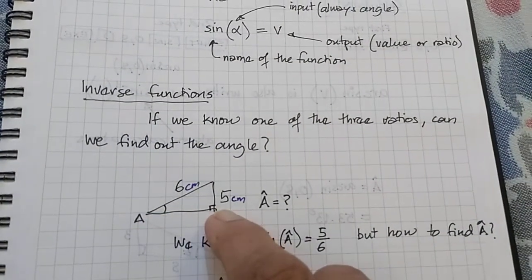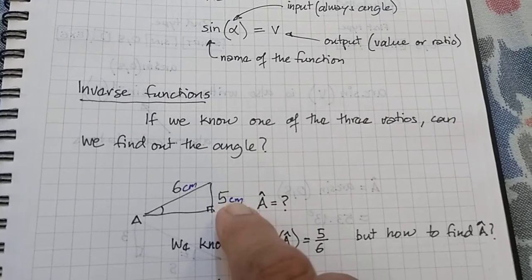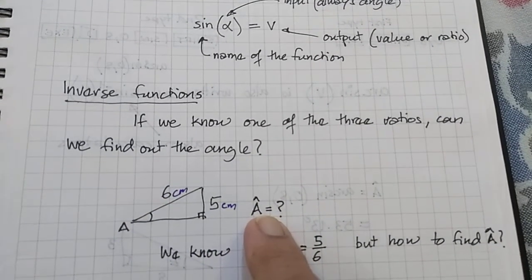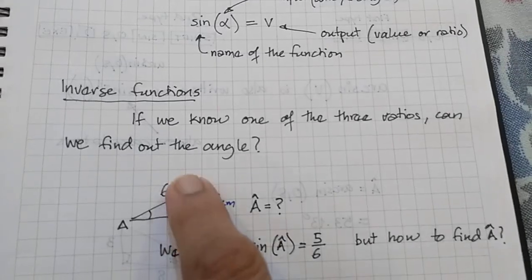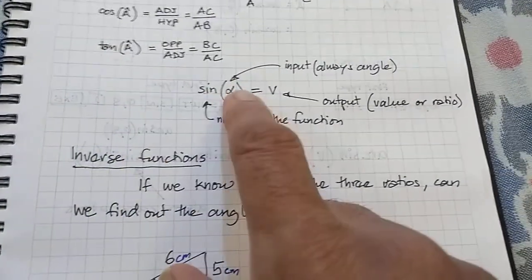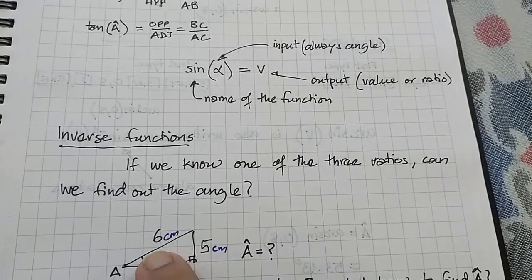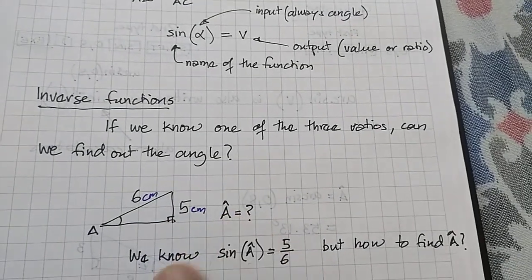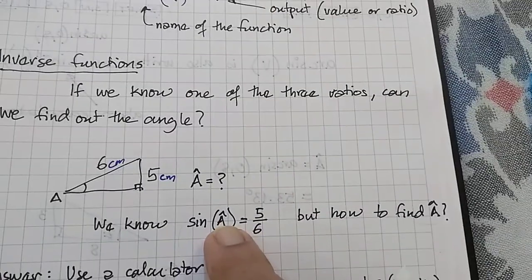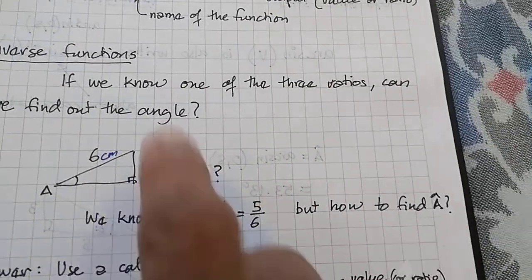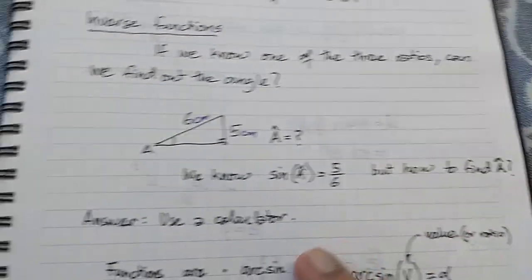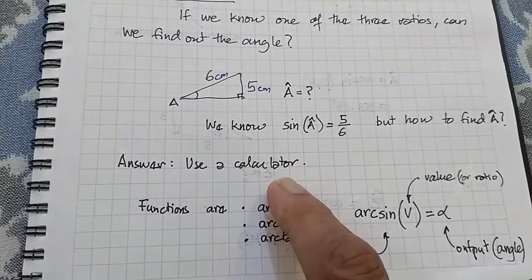So suppose I give you a right triangle like this. This is 5 centimeters, this is 6 centimeters. What is angle A? Here you already know the ratio, but you don't know the angle. When you use the calculator, if you know the angle, you can find out the ratio. But now you know the ratio. So we know that sine of A is equal to 5 over 6. But how to find A? The answer is we use a calculator.